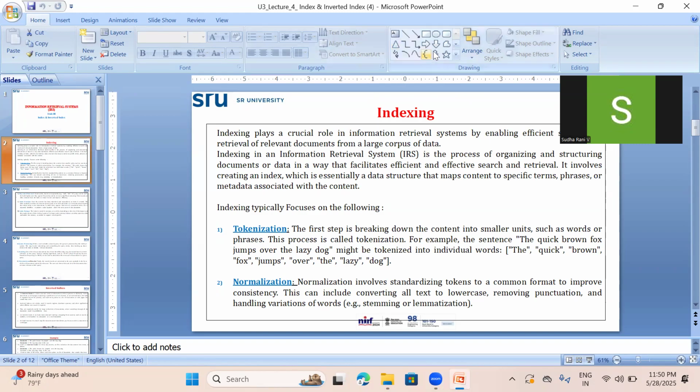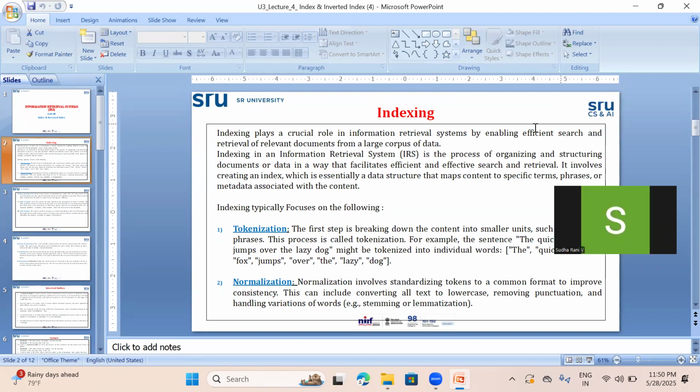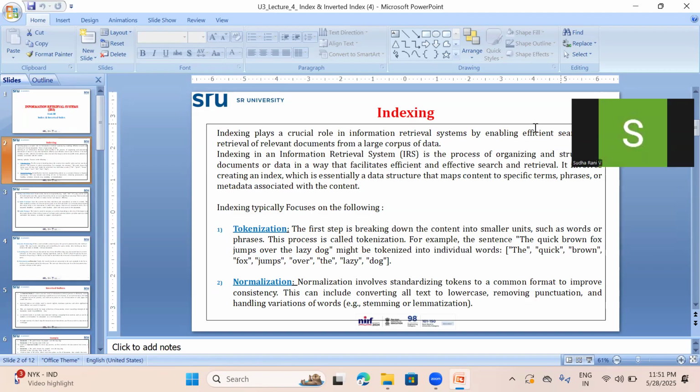Indexing plays a crucial role in information retrieval systems by enabling efficient search and retrieval of relevant documents from a large corpus of data. Indexing in an information retrieval system is the process of organizing and structuring documents or data in a way that facilitates efficient and effective search and retrieval. It involves creating an index, which is essentially a data structure that maps contents to specific terms, phrases, or metadata associated with the content. Indexing typically focuses on the following steps, starting with tokenization.